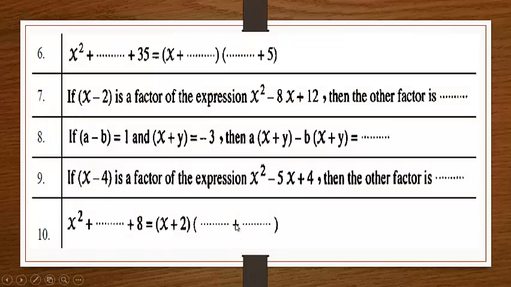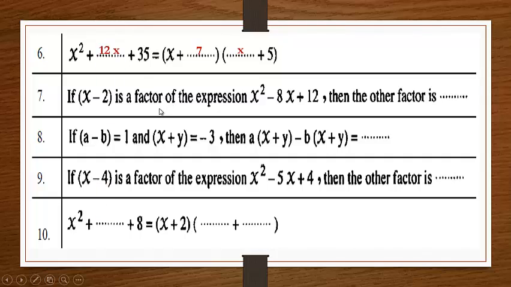Question number 6 says x power 2 plus blank plus 35 equals x plus blank times x plus 5. Of course the x power 2 will be factorized to x times x, and 35 will be factorized to 7 times 5. And the middle term here will be 7x plus 5x equals 12x.